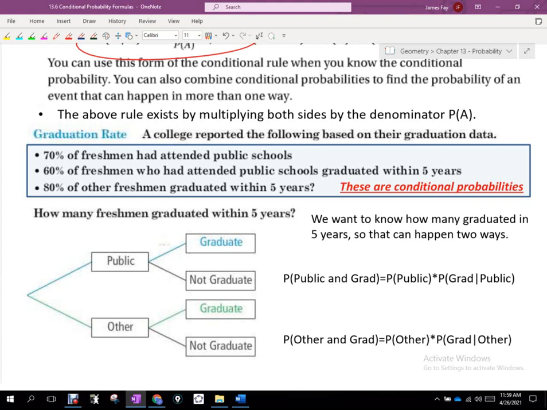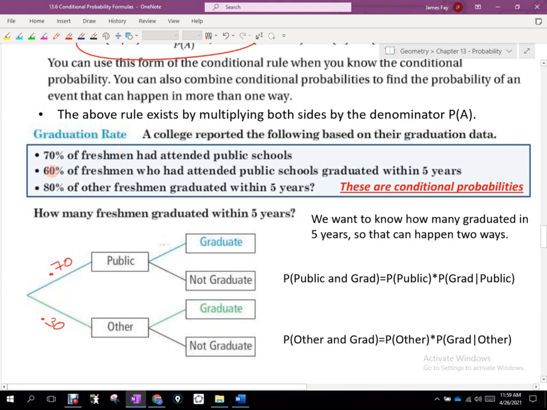So what we do is we look at this, okay, 70% of freshmen attended public school. So what I'm going to do along this branch of the tree diagram is I'm going to put 70% right there. Okay? Now, 70% went to public. You automatically then know how many went to the other. How many went other? 30. Okay? That's called a complement. Those 2 things add up to 1, right?